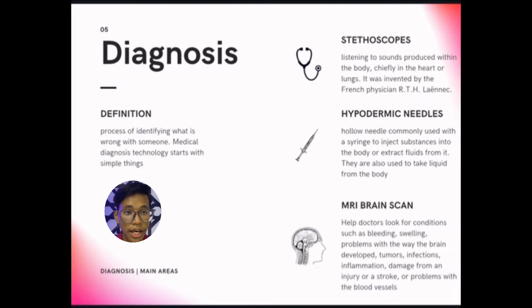And the MRI brain scan helps doctors look for conditions such as bleeding, swelling, problems with the way the brain develops, tumors, infection, inflammation, damage from an injury or a stroke, or problems with the blood vessels.